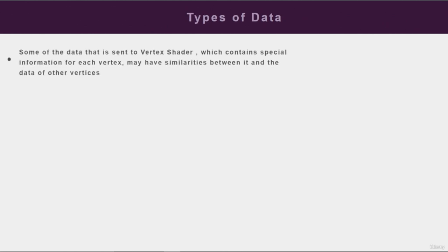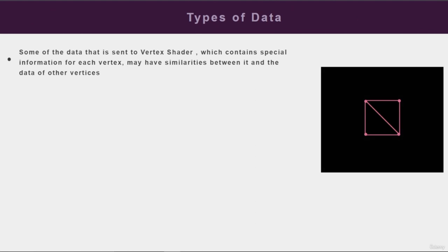Some of the data that is sent to the vertex shader might have similarities between it and the data of the other vertices. For example, we have this plane geometry, and this geometry contains 4 vertices. In case we decided to move the mesh 1 to the right, then this change will be applied to all the vertices. So the first vertex will move 1 to the right, then the second vertex, then the third vertex, and then the last vertex. After drawing a triangle between every 3 points, the mesh will look like this.